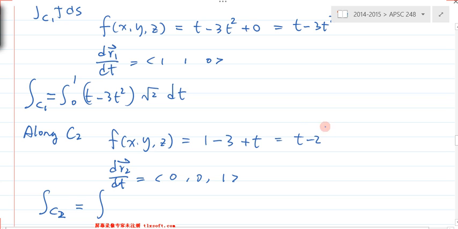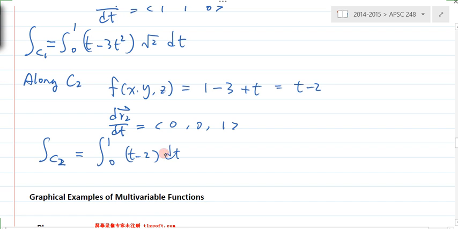Along C2, we're integrating t minus 2, and the dot product of this is 1, the square root of 1 is 1, so dt. We're integrating from 0 to 1. There we go, that's the second line integral. Both of them are pretty straightforward. There's no sine or cosine; a lot of the time, when trigonometry is involved, the integral is difficult. But this is pretty simple, so you can try it out.